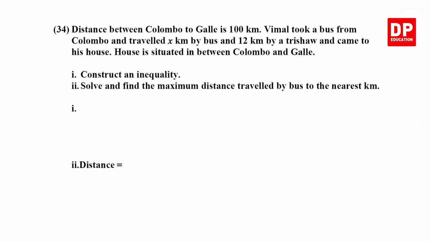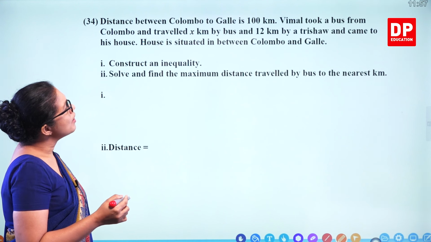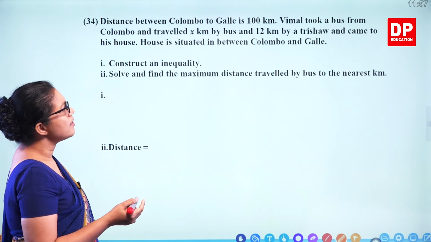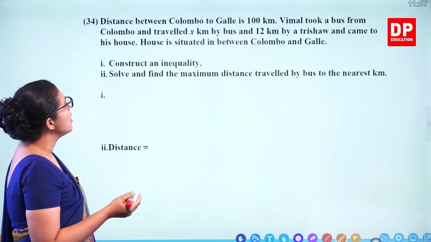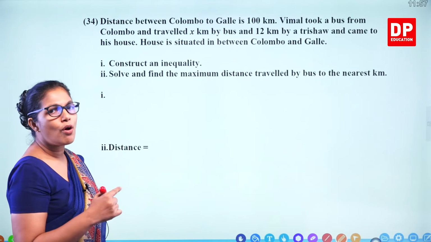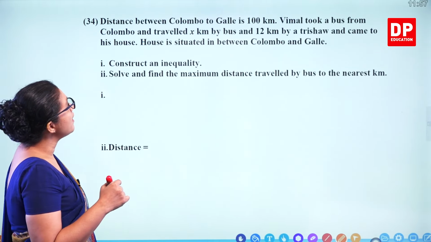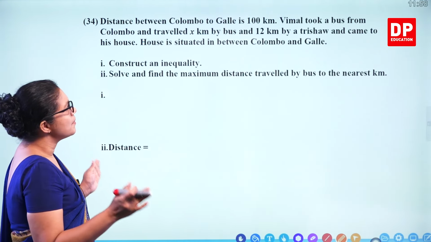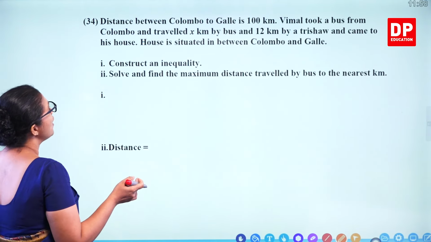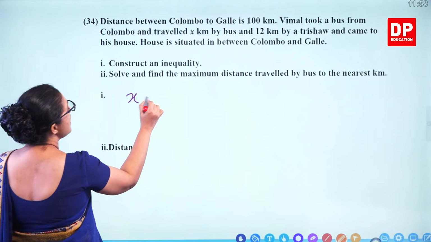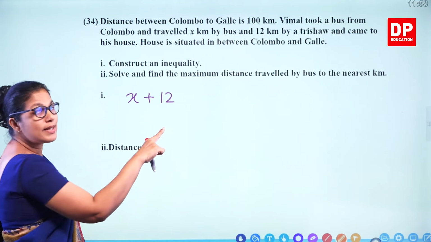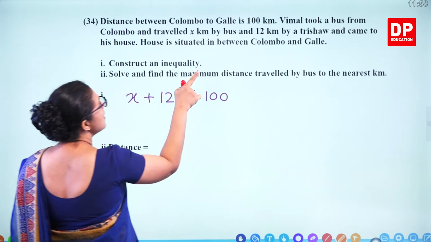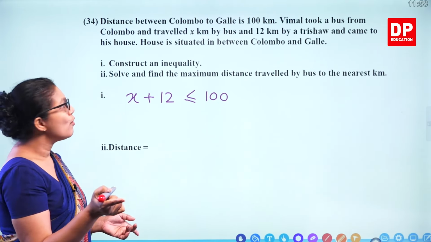Distance between Colombo to Galle is 100 kilometers. Vimal took a bus from Colombo and travelled x kilometers by bus and then 12 kilometers by trishaw and came to his house. The house is situated in between Colombo and Galle. Construct an inequality. So the distance between Colombo and Galle is 100, that's the maximum distance. He travelled x kilometers and then 12 kilometers, so this is the total distance he travelled. This should be less than or equal to 100 because his house is in between Colombo and Galle.